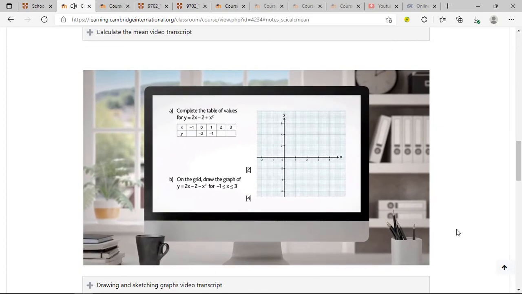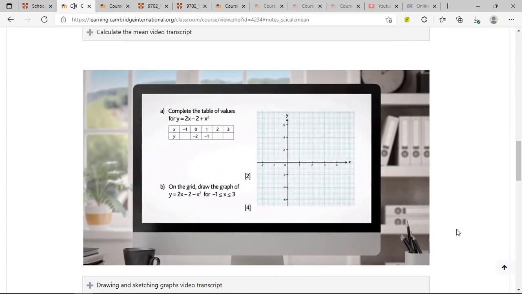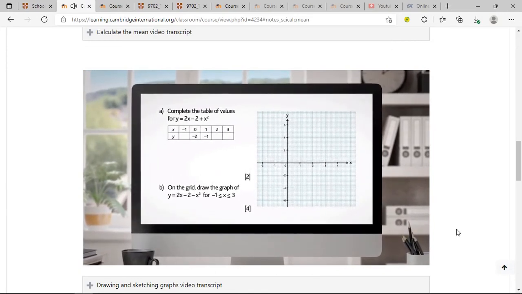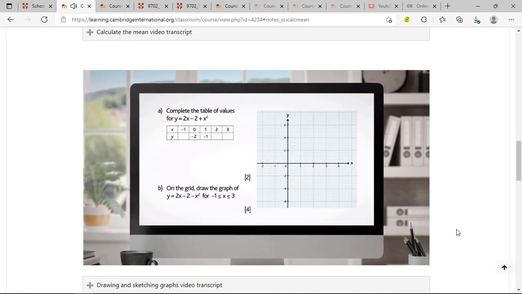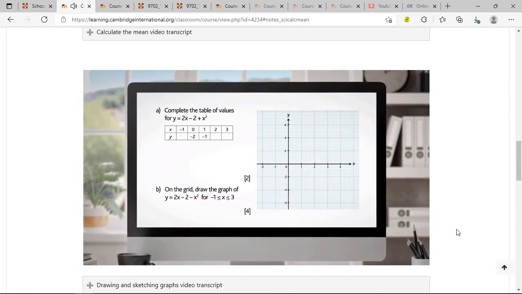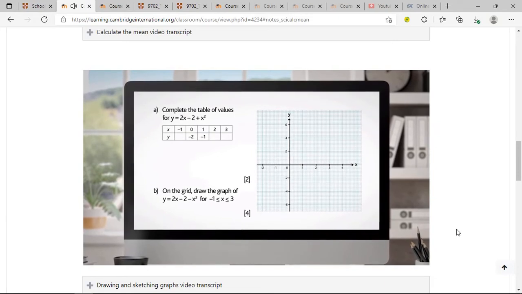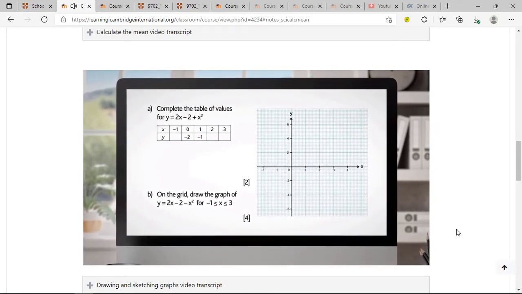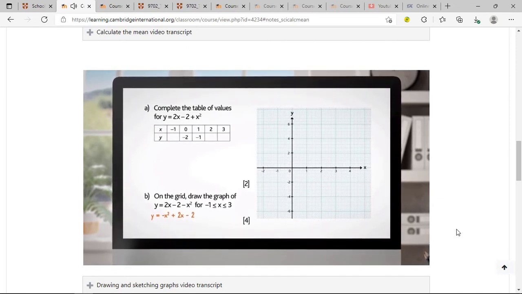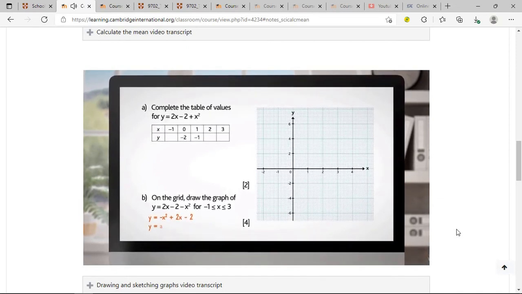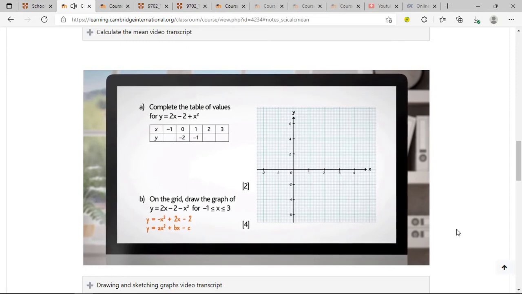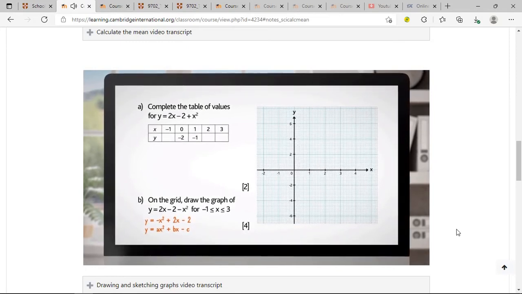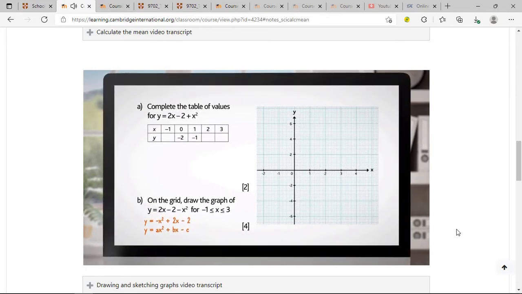In this question, you are again asked to complete a table of values and then draw a graph for a particular set of x values. What should this graph look like? Is it a straight line, the graph of a quadratic function, or is it something else? If you rearrange the right-hand side of this equation, you can see that it fits the pattern for y equals ax squared plus bx plus c, so it will be the graph of a quadratic function.